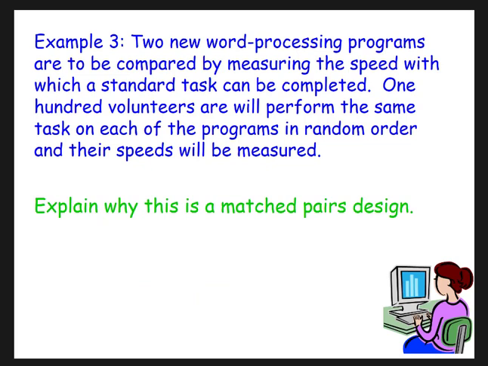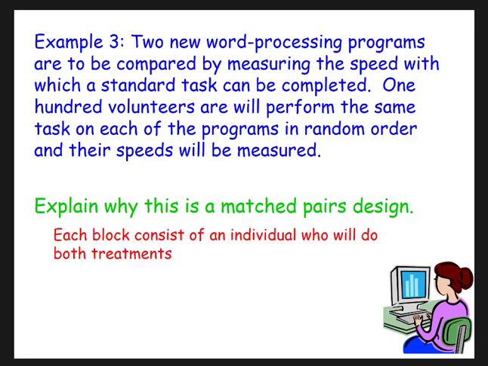This is a third example that I'll let you go through on your own. You can pause this and read through it. You can see they use that block example.